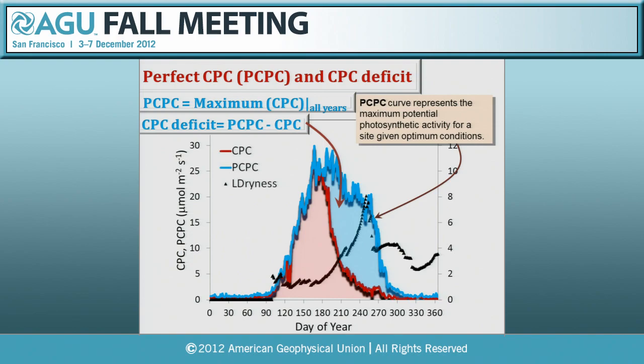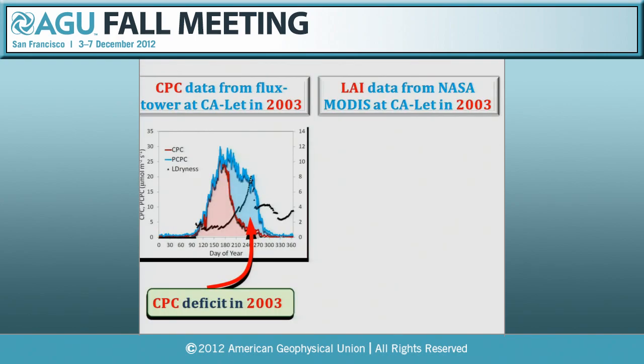So this is the tower data, and this is for Canadian sites. Just to give you an example, we have analyzed several sites. This is just for 2003, this tower data.